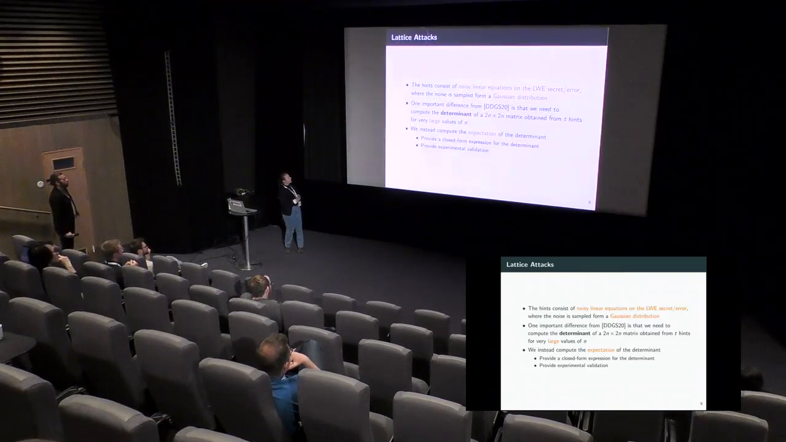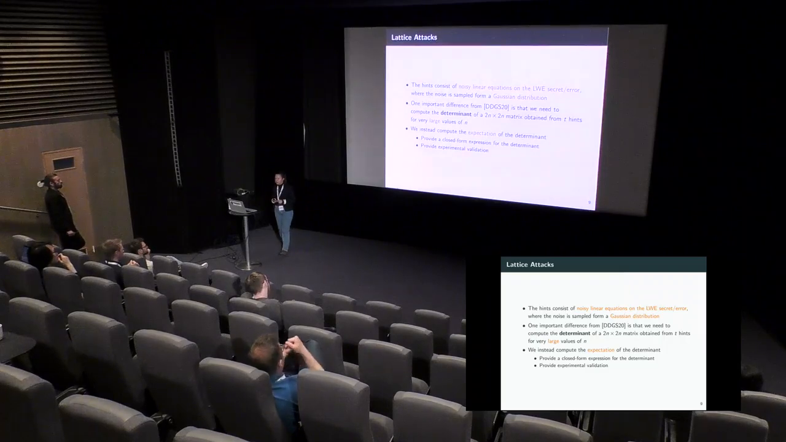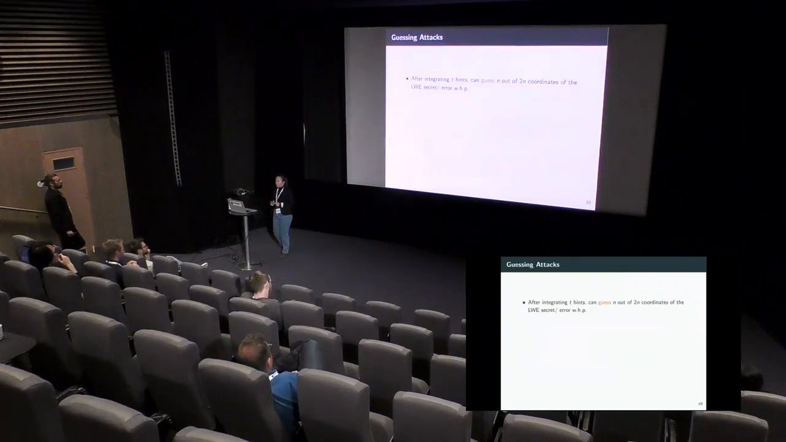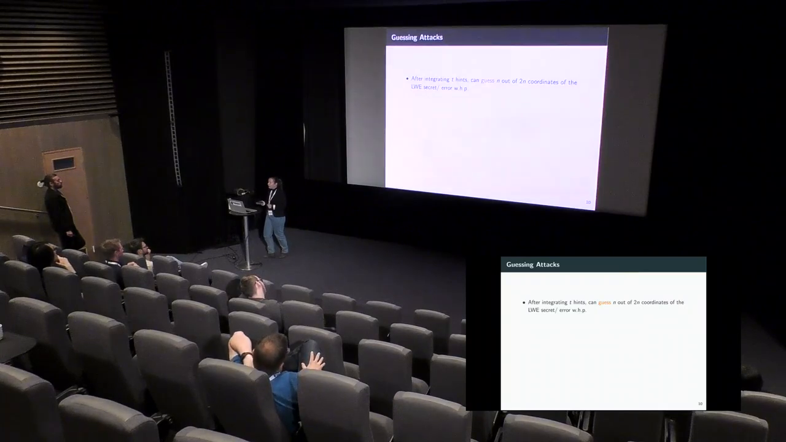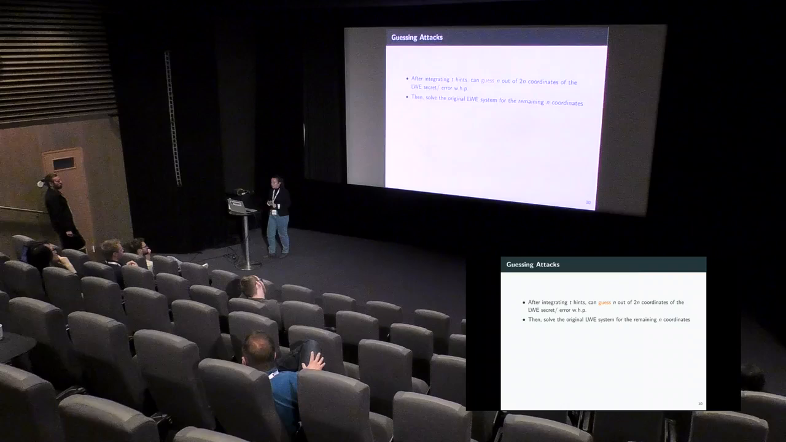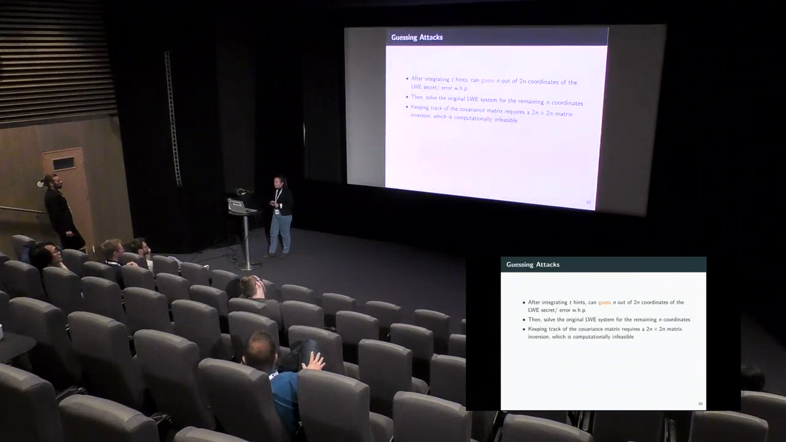Sorry, I don't think I said this in the beginning. That's for the lattice attacks that we consider to estimate the security of the resulting CKKS instance. We also consider guessing attacks, where after integrating some T hints, the adversary can guess n out of 2n coordinates of the LWE secret error vector with high probability. And then after it's done this, it can solve the original LWE system for the remaining n coordinates.